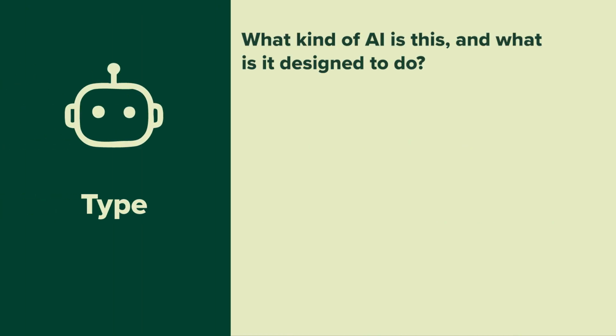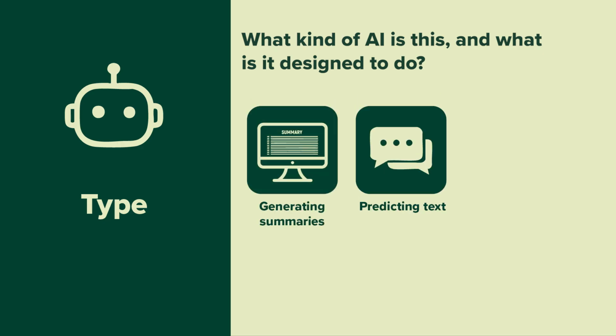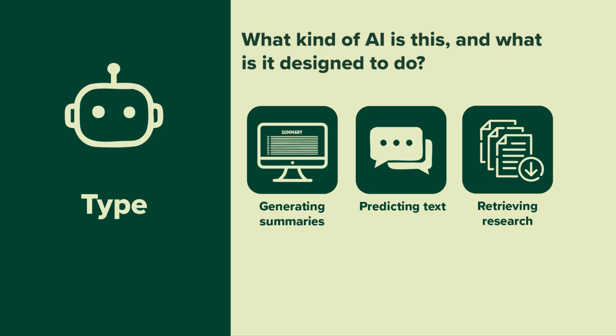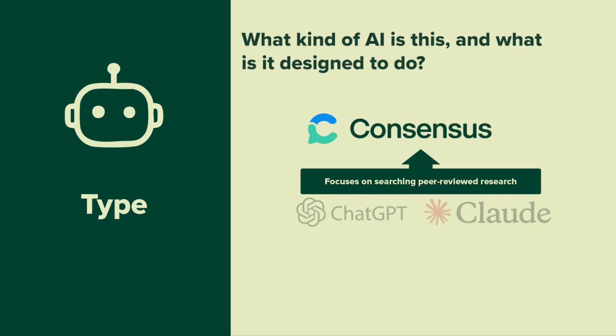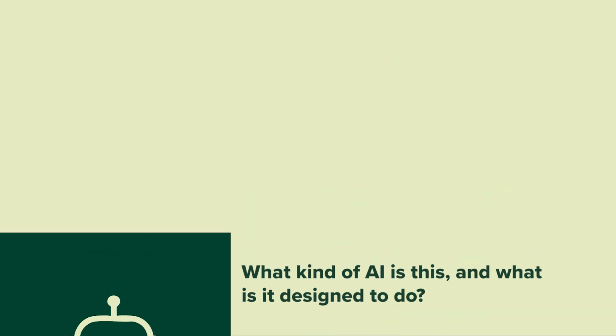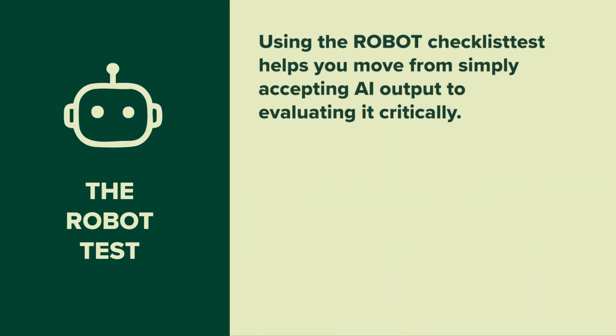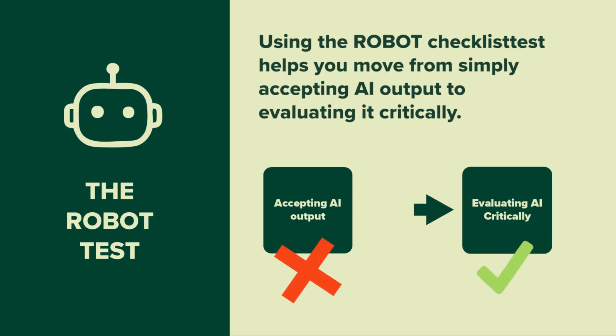And finally, type. What kind of AI tool is this and what was it designed to do? Is it generating summaries, predicting text, or is it retrieving research? Tools like library databases and systems like Consensus focus on scholarly materials, while general chatbots pull from broader, less controlled data. Understanding the type of AI helps you recognize its strengths and its limitations. Using the ROBOT checklist helps you move from simply accepting AI output to evaluating it critically.